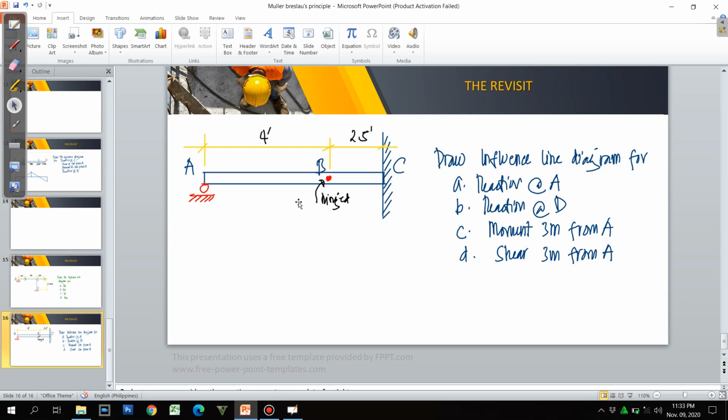let us have this: a prop beam with a hinge somewhere 4 feet from A. So we are going to calculate reaction at A, reaction, so this is supposedly reaction at C. So this is reaction at C. And then moment 3 meters from A, and the shear 3 meters from A. So your answers shall be uploaded in the Google Classroom we will set. Okay, so this is for your activity for the day.